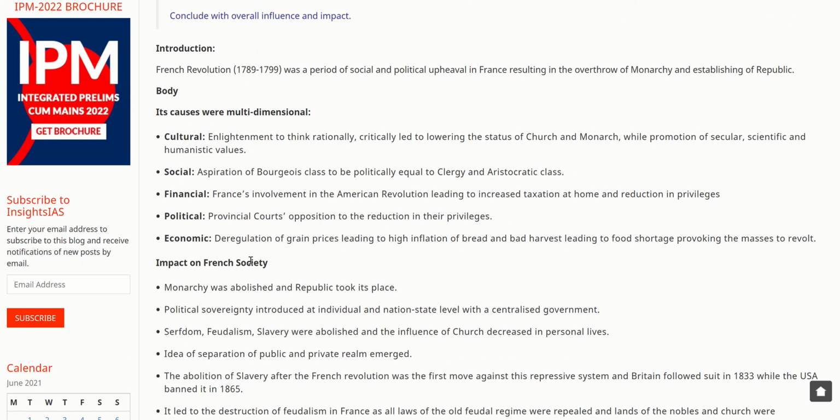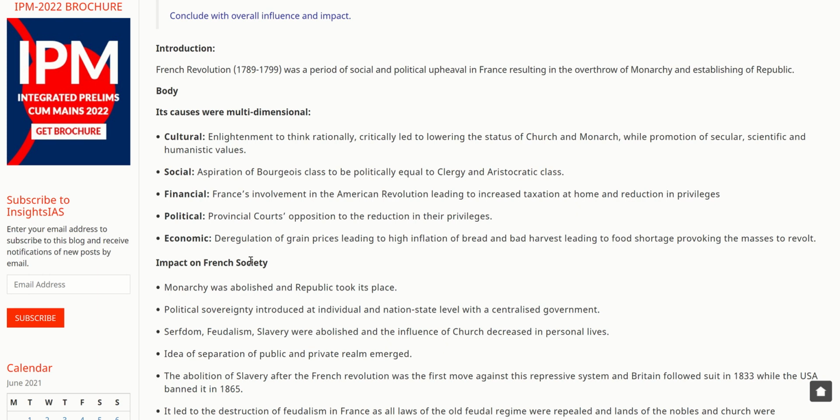So the French Revolution basically started from 1789 to 1799. It happened over a period of 10 years where there was a social and political upheaval in France which resulted in overthrow of the monarchy and establishing of the republic by the people and for the people. Now, main causes were multidimensional. Now, let us look at those dimensions.